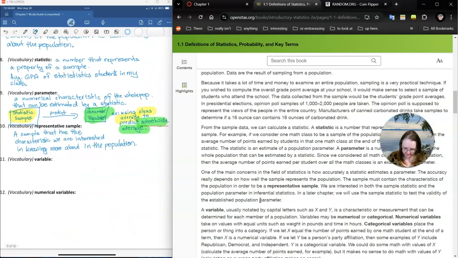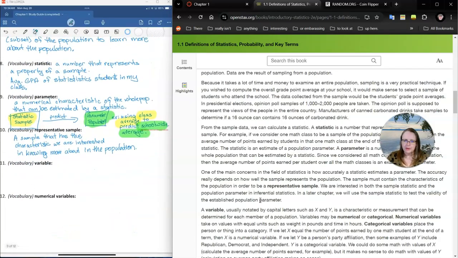Then we've got variables. I'll let you write down what a variable is. I think you probably can come up with that. And they're saying that there are two different types of variables, two broad categories of variables that we can use. We can use numerical variables. Numerical variables, they have numbers. That's a pretty good sign. And so how do they define it here? Numerical variables take on values with equal units, such as weight in pounds and time in hours.